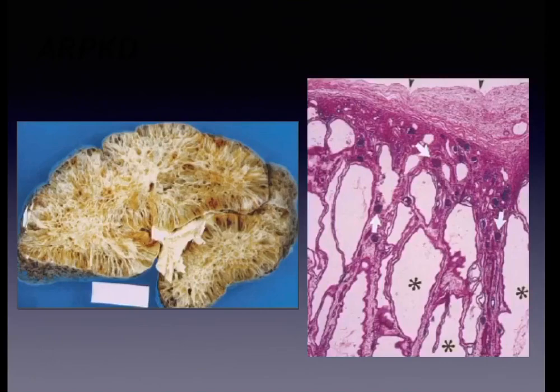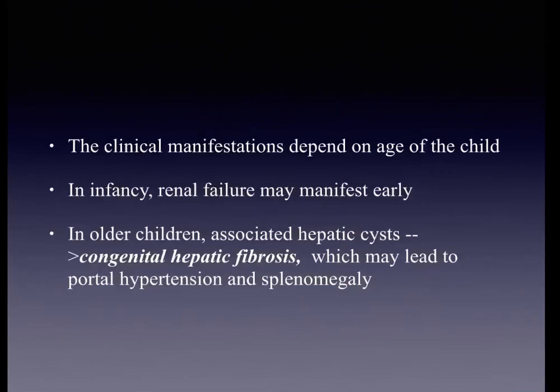So this again shows the microscopic appearance and the gross appearance of childhood polycystic kidney. The clinical manifestations of these conditions depend on the age of the child. If it occurs in infancy, it can present with renal failure at early ages. In older children, those associated with hepatic cysts can give rise to congenital hepatic fibrosis, which in turn leads to portal hypertension and splenomegaly.